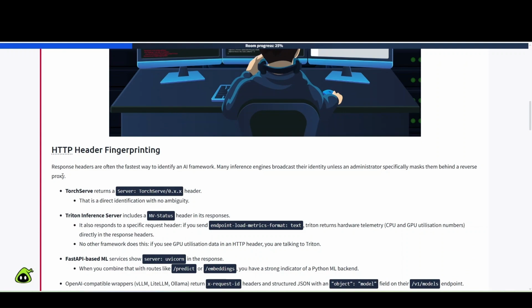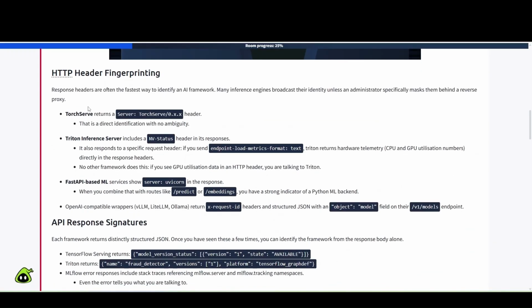HTTP header fingerprinting. Response headers are often the fastest way to identify an AI framework. Many inference engines broadcast their identity unless an administrator specifically masks them behind a reverse proxy. TorchServe returns a Server: TorchServe/0.xx header. That is a direct identification with no ambiguity.